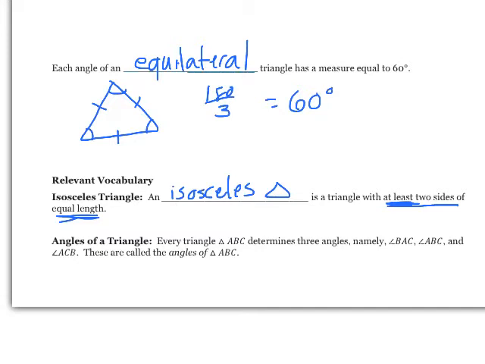And then the angles of a triangle. Every triangle determines three angles. If I start with ABC, the angles are BAC, ABC, and ACB. And those are called the angles of triangle ABC. That's kind of obvious. A and B and C. BAC would be the angle where A is the vertex. So you do have to remember that. The vertex is the center letter. ABC would have the vertex at B, and ACB would have the vertex at C.